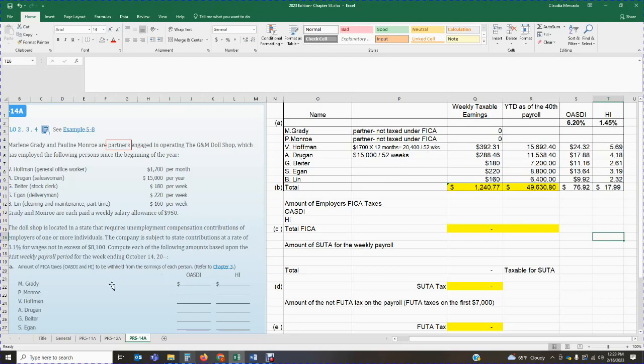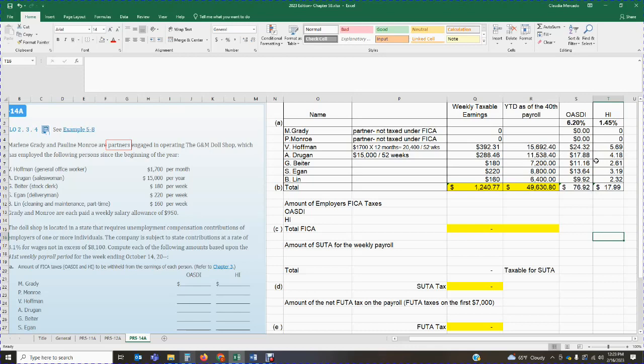So requirement A says, what is the amount of FICA taxes to be withheld from the earnings of each person? These are the amounts. Now for our two people up here, our two partners, they are not going to be withheld anything. Why? Because they're partners and they are not withheld any FICA taxes. So these are the amounts that are going to be withheld from each of my employees. That is requirement A.